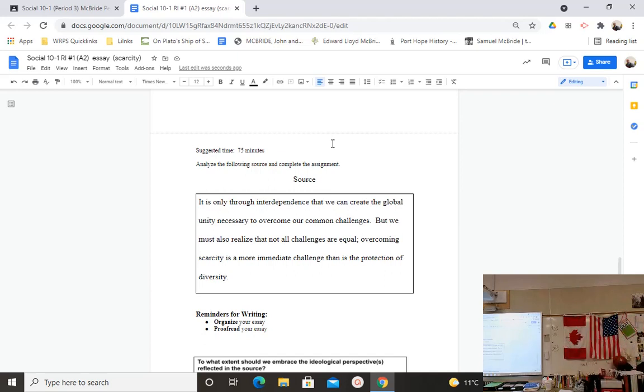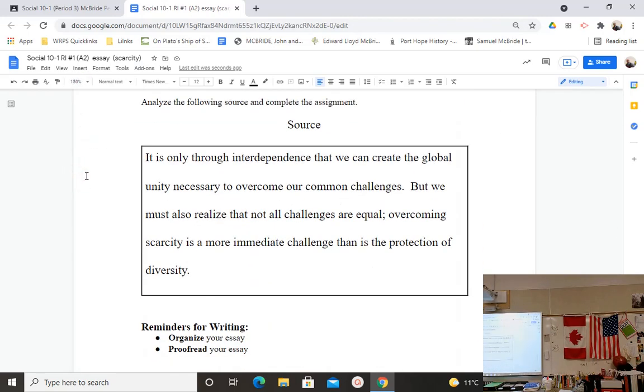Again, the source is also in your handout. Yeah? Scarcity. So, it definitely says scarcity is a problem, right? But we must also realize that not all challenges are equal. Overcoming scarcity is a more immediate challenge. So, underneath problem, scarcity is fitting underneath that umbrella. Scarcity is one of the problems we need to deal with. And we'll come back to that term scarcity.